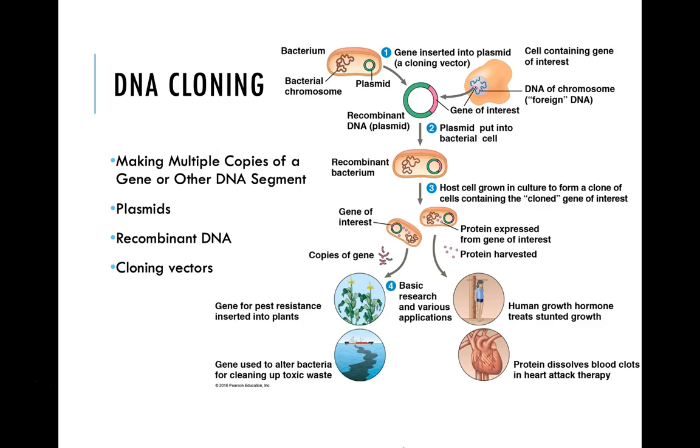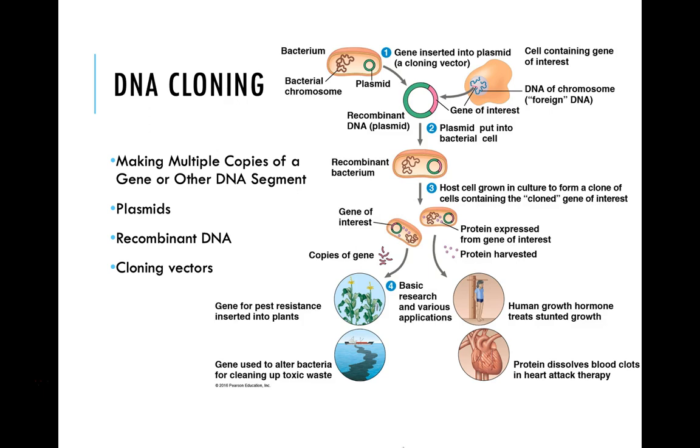This is used in a lot of different ways. There are some examples here. One is inserting genes for pest resistance into crops. Another is for inserting genes into bacteria that allow them to break down toxic waste. We can also use this for medical purposes. So one way that this is used is to grow human growth hormone. So this is used for individuals that have stunted growth for a particular reason.